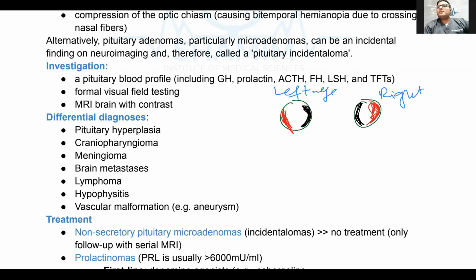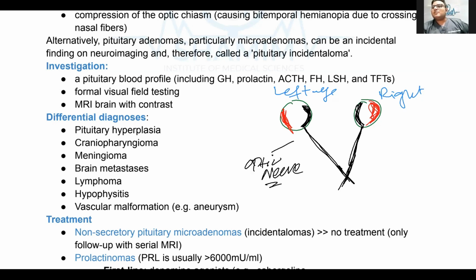So you can see in this diagram that only the nasal fibers, which are denoted by the black color, are crossing. That's the place where the nasal fibers carrying the information from the eye in the optic nerve cross between one another, and that crossing is called the optic chiasma. The mass effect of pituitary adenoma is compressing at this level.